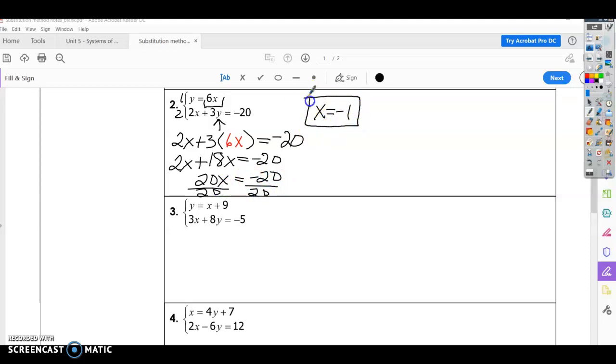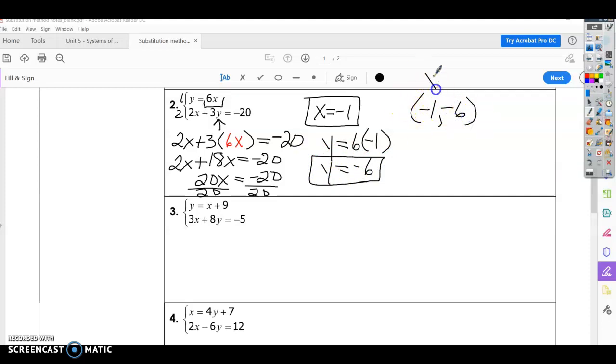Again, I found x. We still have to find y. Very easily, in the first equation, y equals 6 times x. So if y equals 6 times x, and now we know x is negative 1, y is 6 times negative 1, or negative 6. So my ordered pair is negative 1 and negative 6. Remember, it's always x and y. It doesn't matter which variable you solve for first, but it does matter which variable goes in the ordered pair first.